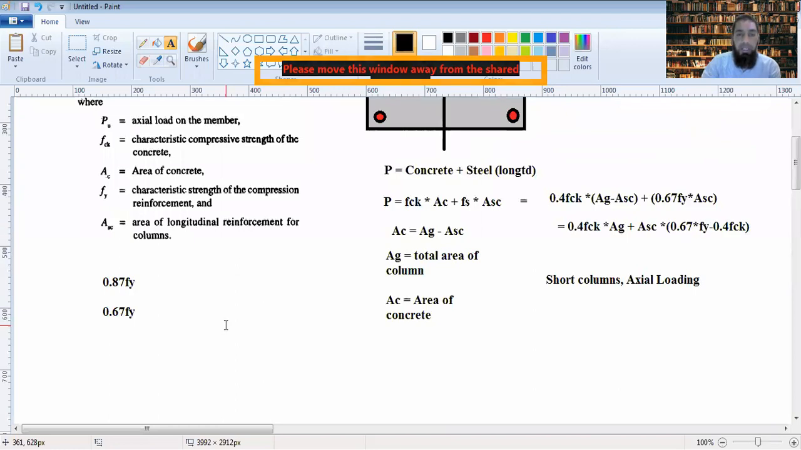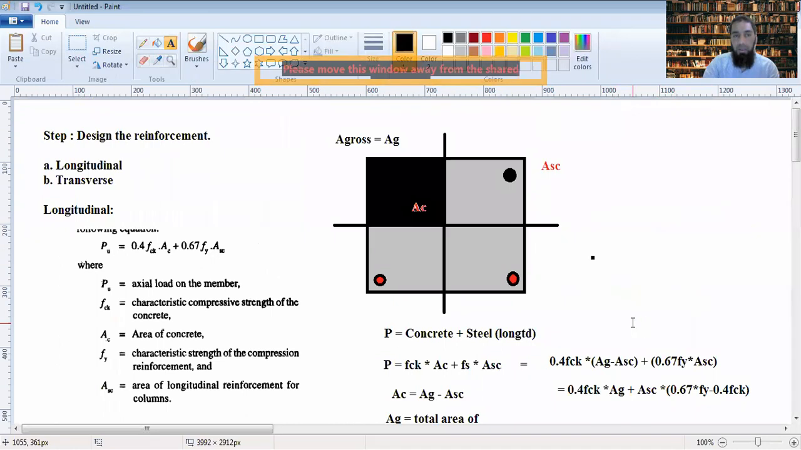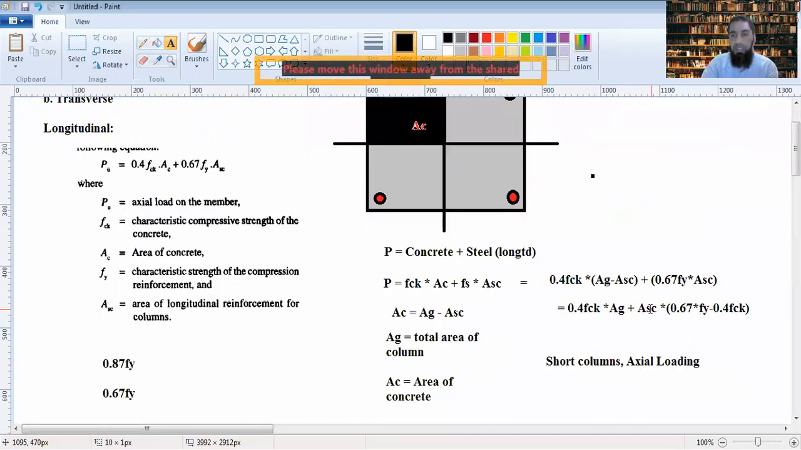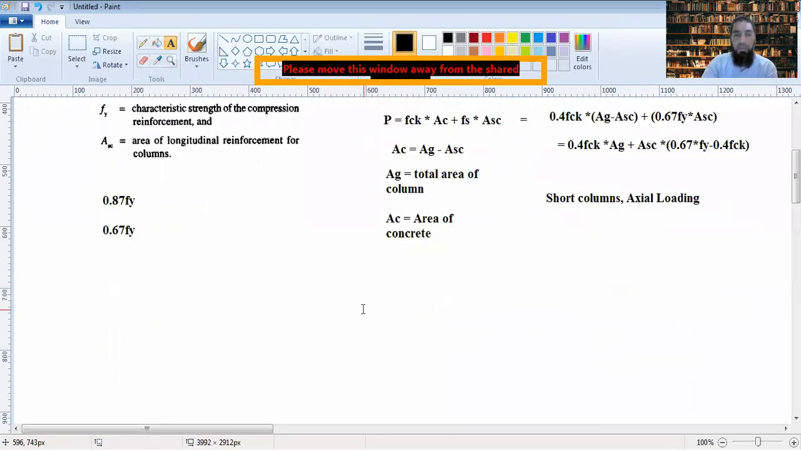Now, this is how you determine it, because all other parameters will be known, only thing to be determined is ASC. You have already fixed the dimension of the column in step number 1 or 2, whatever you are in the earlier step. Now in this step, you will get the ASC, which will be the area of steel. From there, you will get the longitudinal bars. Now, there are things to be noted down about this.